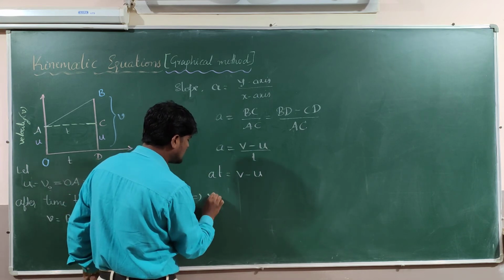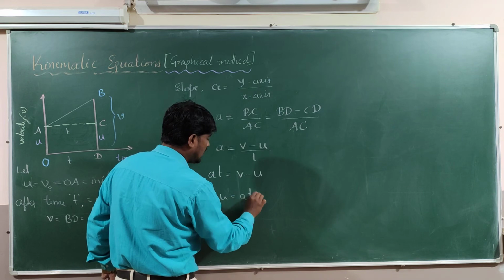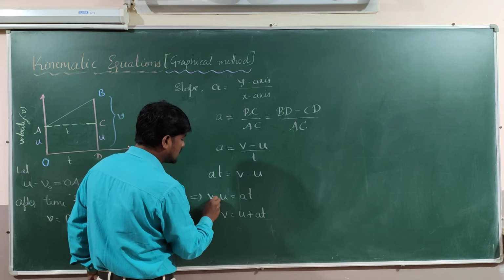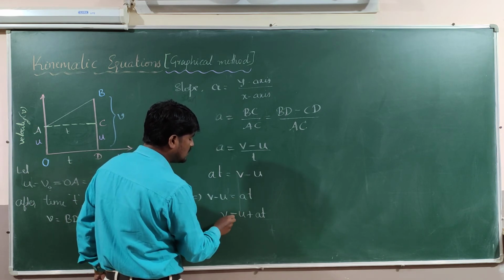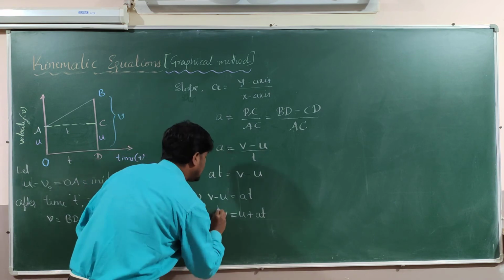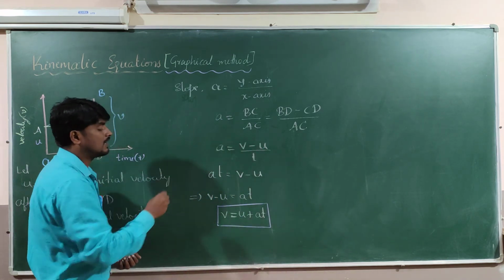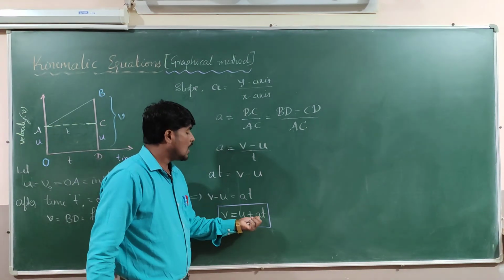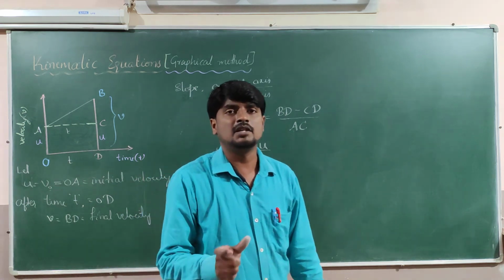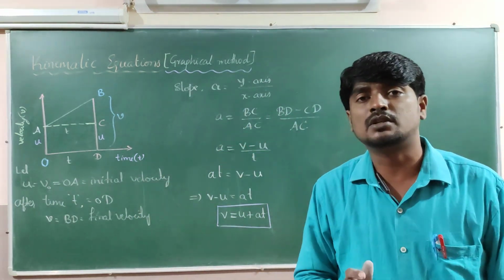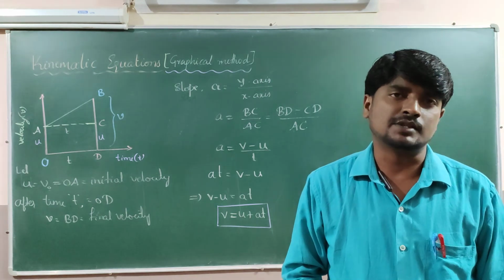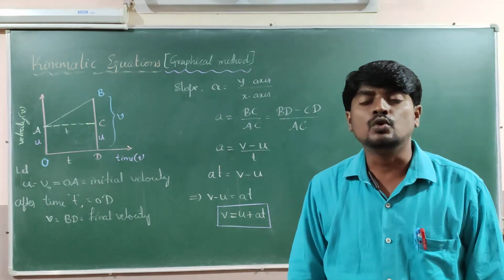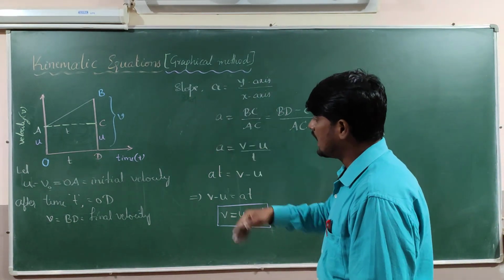I can write this equation as V minus U is equal to AT, or V is equal to U plus AT, because if I take the minus sign that side it becomes a plus. This is one more very important fundamental equation to calculate the final velocity or initial velocity or acceleration or time interval taken by the object to travel that much of a distance or displacement. So this is a very fundamental equation, that is V equal to U plus AT.